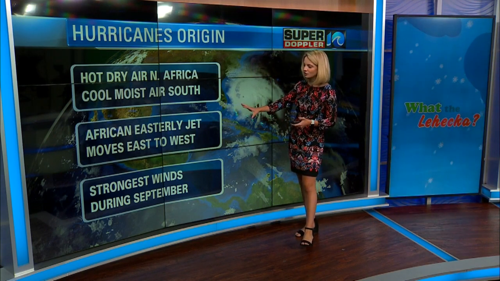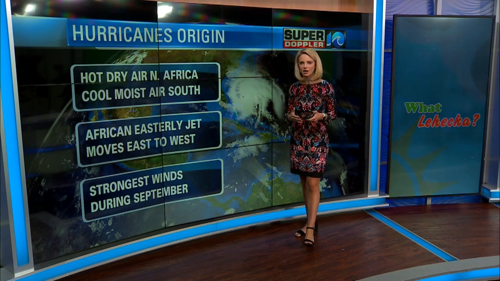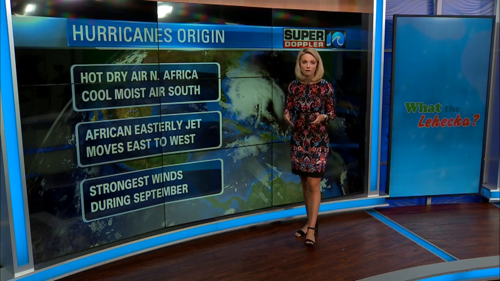So the African easterly jet is what's moving it from east to west, and the strongest winds during that jet during the year is in September. So that's the peak of hurricane season, all of those factors kind of coming together to form that pattern of why hurricanes typically start off the coast of Africa.